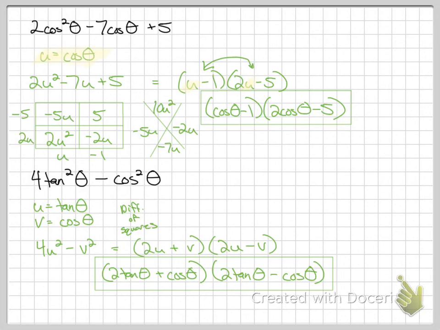Okay, 2 trig functions. So u equals tangent theta and v equals cosine theta. Turns the problem into 4u squared minus v squared, which factors to be 2u plus v, 2u minus v, because it's a difference of squares. Back with the u substitution, u was tangent, v was cosine. So wherever I see a v, I'll change it to a cosine. Wherever I see a u, I'll change it to a tan. Gives me an answer of 2 tan theta plus cosine theta times 2 tan theta minus cosine theta. So this is our higher level factoring that we will use a ton in pre-calculus next year.